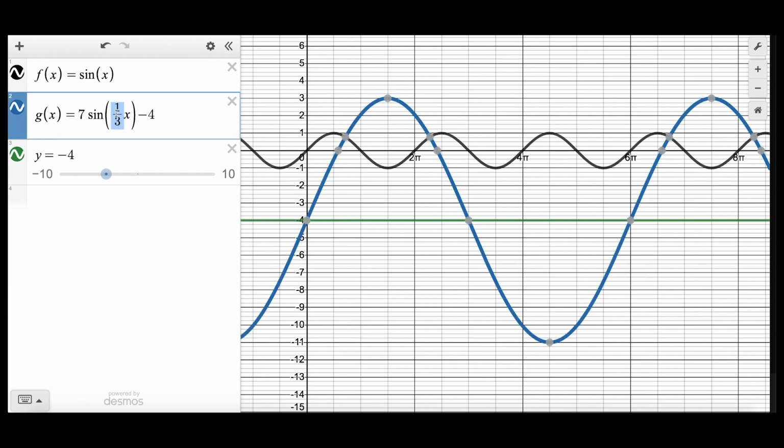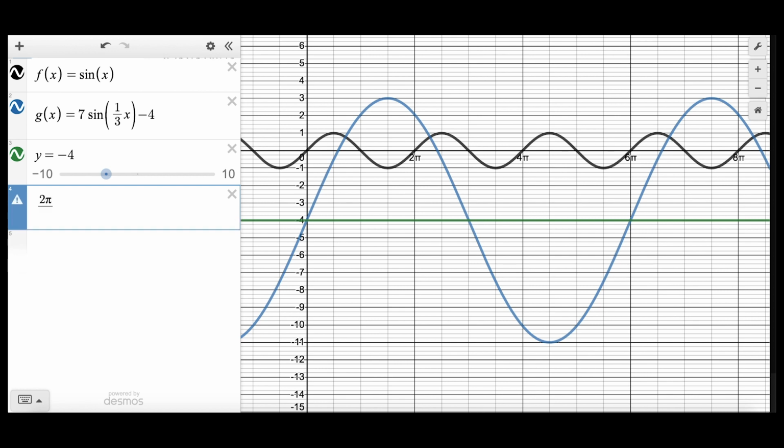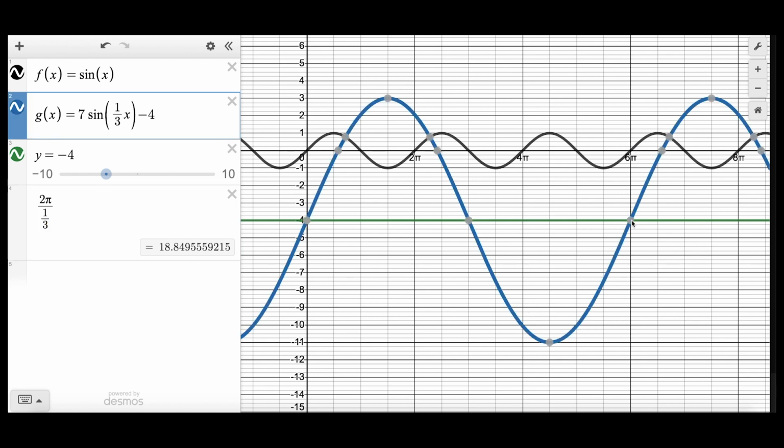Remember, the 1/3 means that it's going a third as fast. So the old period is 2 pi. The new period is triple that. The new period is 2 pi divided by a third, which is triple the amount. When you divide by a third, 3 times more of these can go into 2 pi. So notice here that the old period is 2 pi. The new period, up, down, back, is 3 times that. And look, that right there is 6 pi.